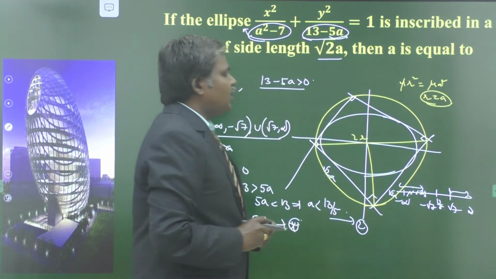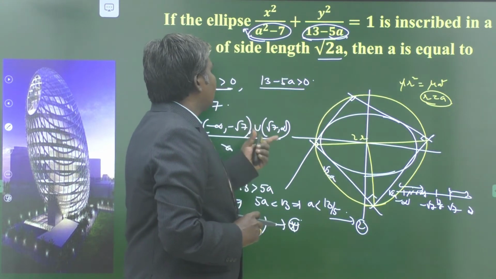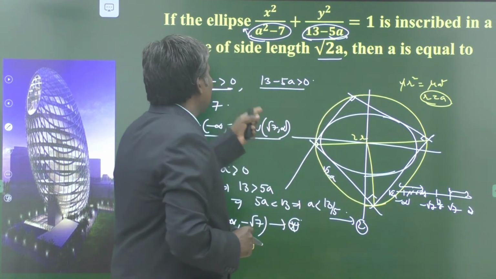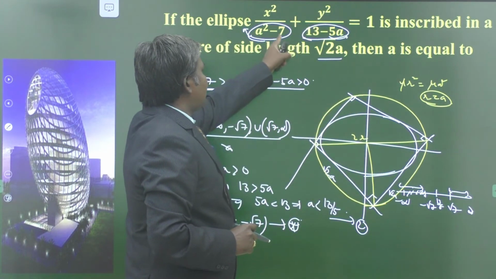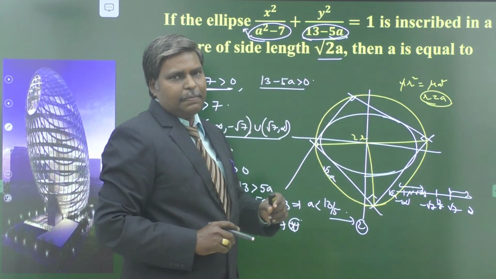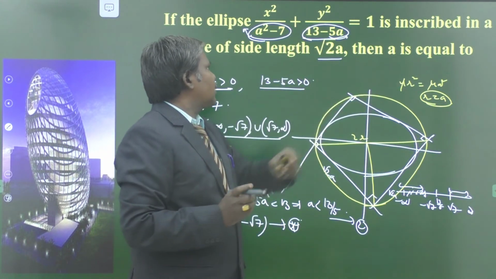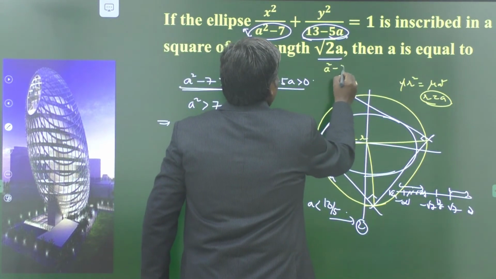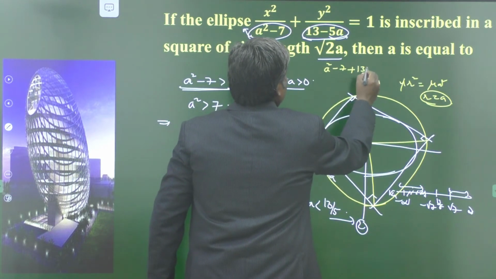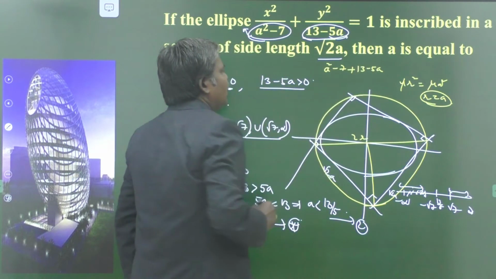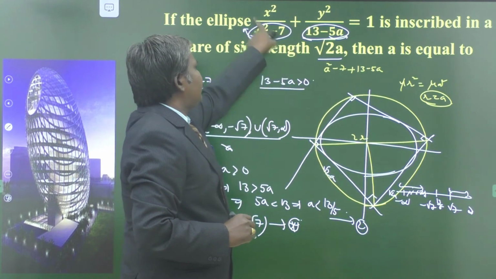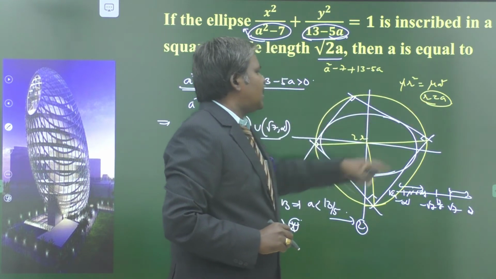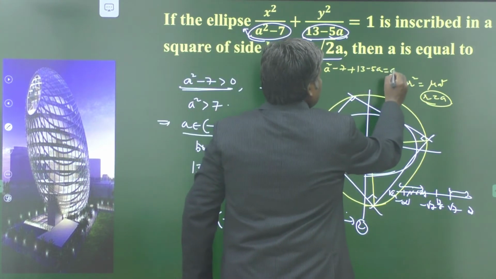Your radius of circle is what? A. Radius, this is the director circle. Director circle radius is a. A square plus b square, that means a square minus 7 plus 13 minus 5a is nothing but a square. Am I correct or not? So a square minus 7 plus 13 minus 5a is the square of the radius of the director circle from the ellipse equation itself. From this diagram, director circle itself, what is that? Radius a. That means its square is a square.